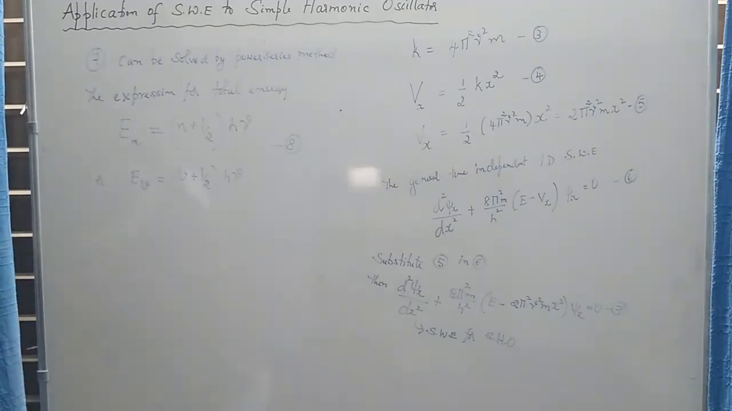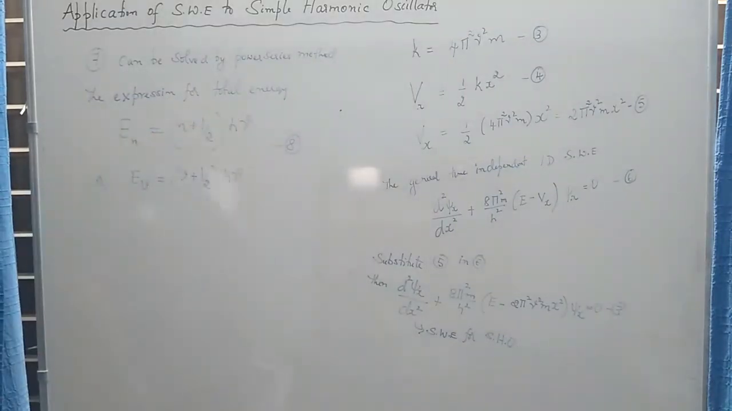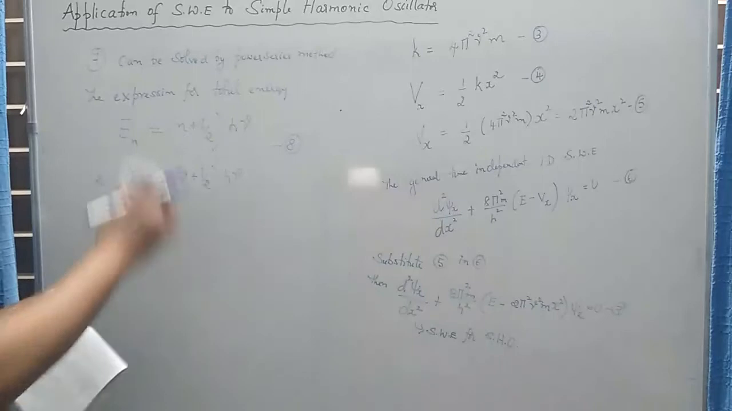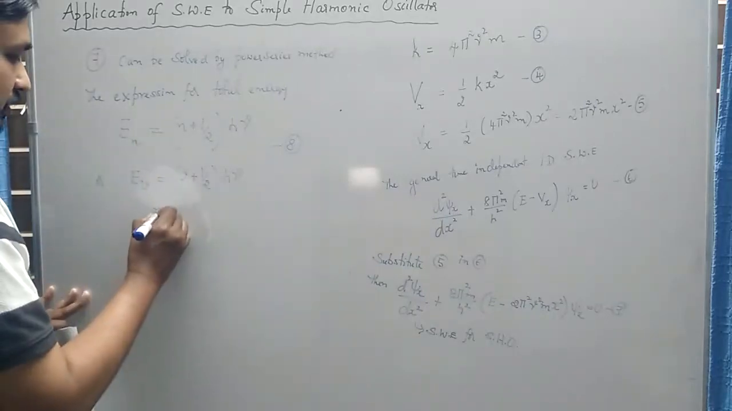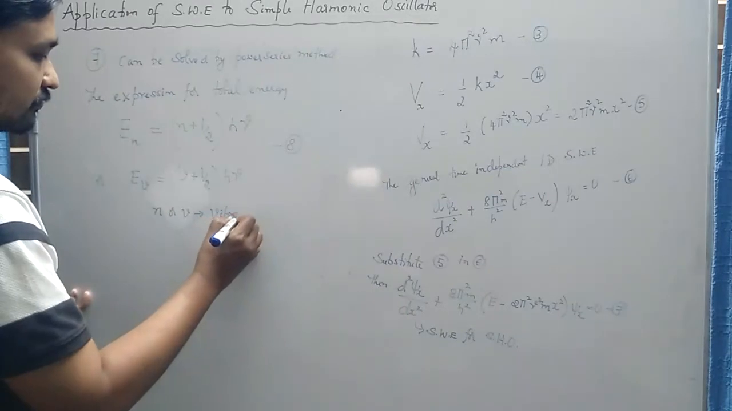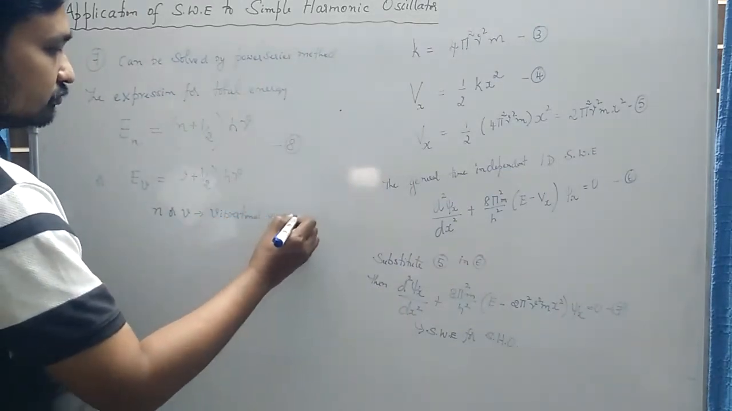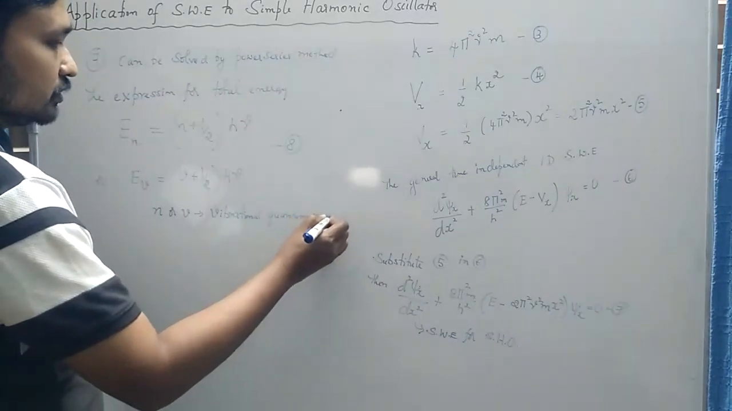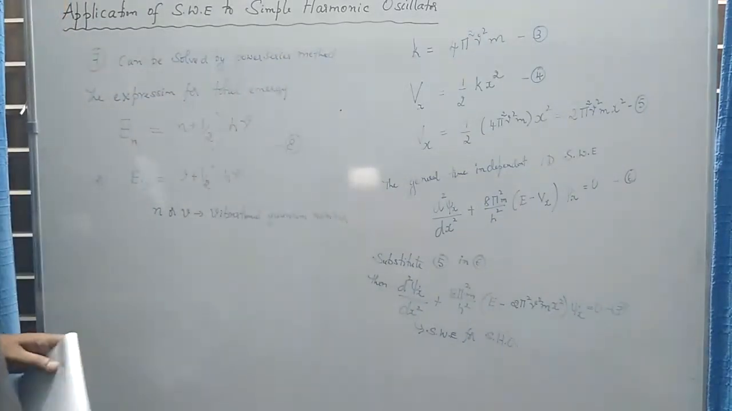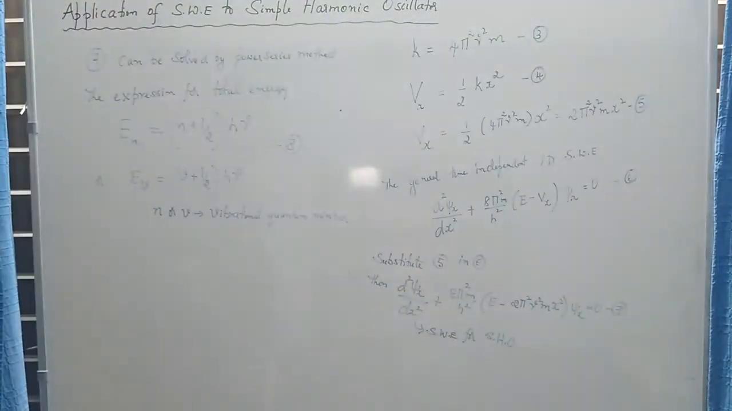So what is h here? You already know it. It is the Planck's constant. Nu is the characteristic vibrational frequency of the molecule. n or v is called the vibrational quantum number. You know that whenever you are solving Schrodinger wave equations, we come across different types of quantum numbers.